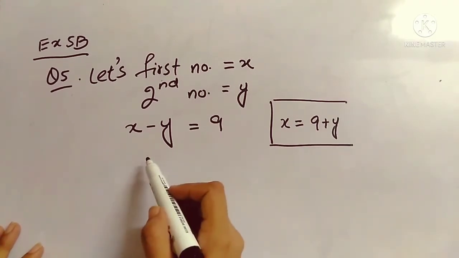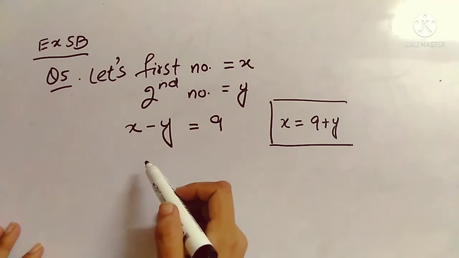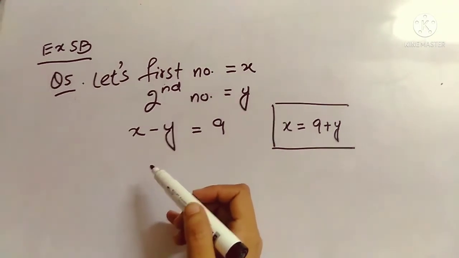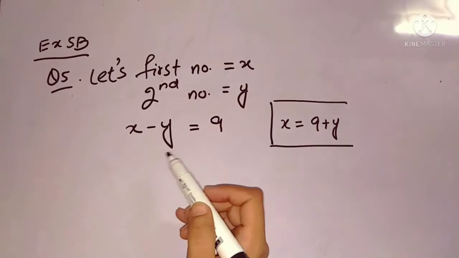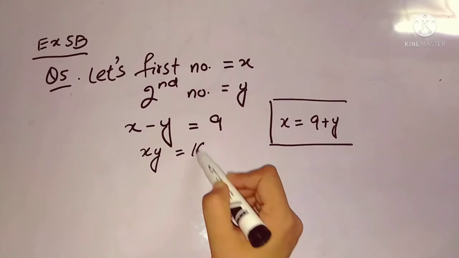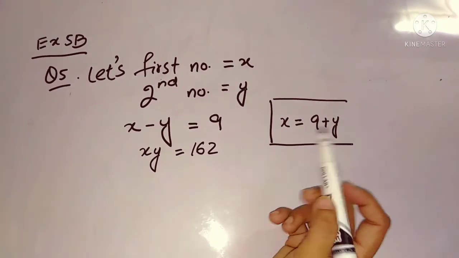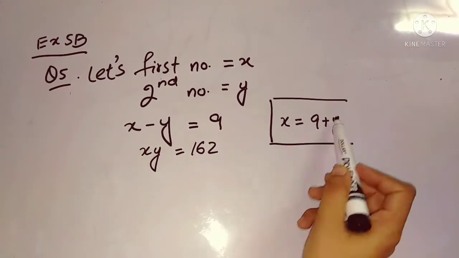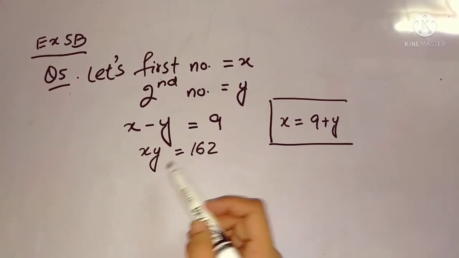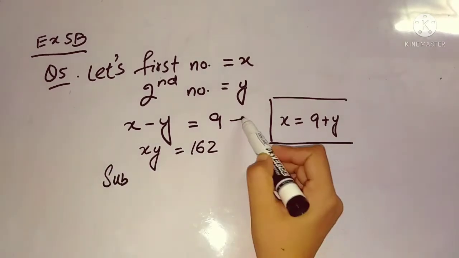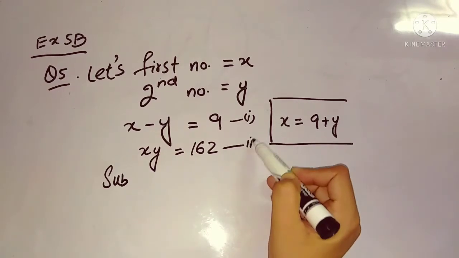And then they are saying that the product of the numbers is 162. Product means multiplication, so you will multiply x and y. When you multiply x and y, you will get 162, because the product of the two numbers is 162. So now we can substitute the value of x in this equation. Suppose this is equation 1 and this is equation 2.